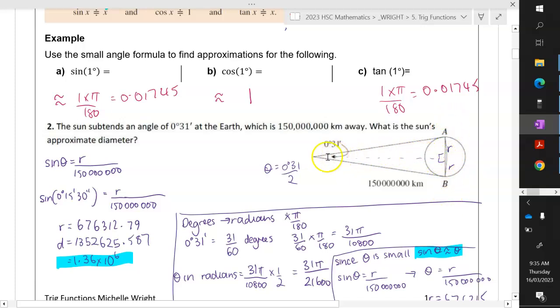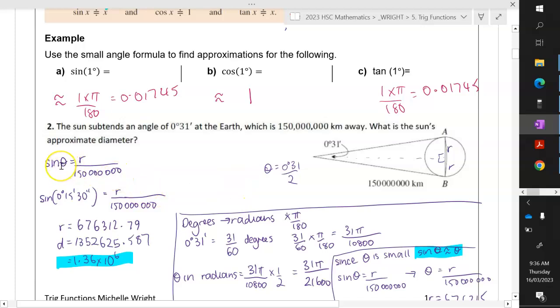I've split up the center, which we can do, because when we're subtending these angles, we know that the angle that's subtended on the top and the bottom are going to be the same, so the sides are the same. So the theta is 0 degrees, 31 minutes. Now, I'm going to do this 2 ways. I'm going to start with using sine and just right angle triangles.